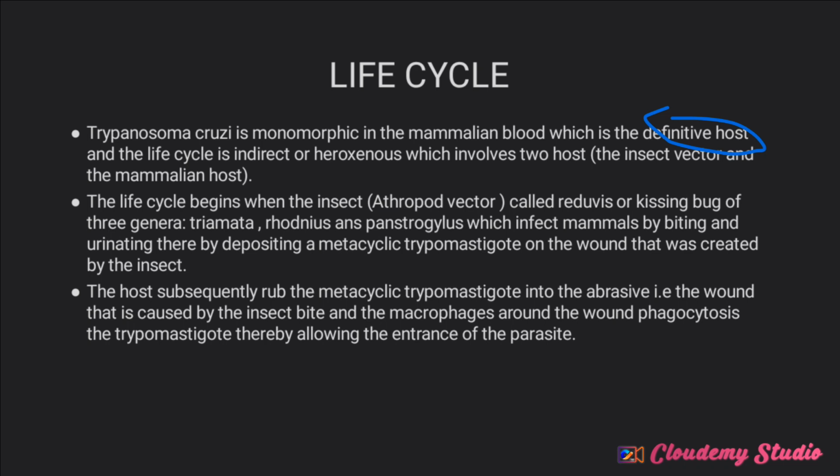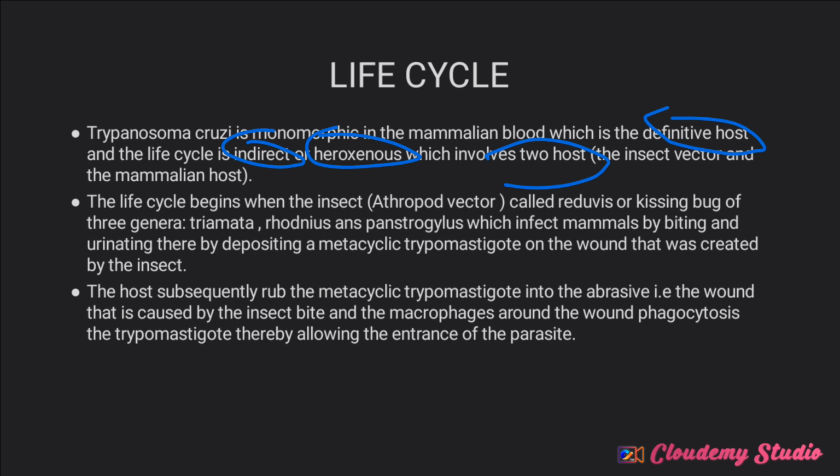The life cycle is indirect, and when they say something is indirect, it means it has a heterogenous life cycle, which means it involves two hosts: the insect vector and the mammalian host. Now the life cycle begins when the insect arthropod vector called reduviid, that's the name of the insect, or kissing bug, of three genera. They have three genera, either the genus Triatoma, the genus Rhodnius, or the genus Panstrongylus. These are the three genera of what?